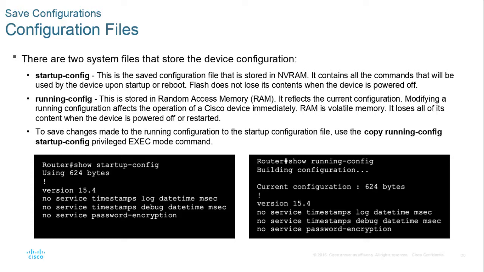So I'm going to type the command copy run start, and that's going to take the entire configuration that's in RAM memory right now, that I've worked hard on for an hour, and save it to the NVRAM chip on the Cisco router or switch. That way, when it starts up again, it's already saved, and you won't have to type it all over again. That's called the startup configuration file. It's saved in the NVRAM. It's kind of like flash memory. It doesn't lose its contents when it's turned off.